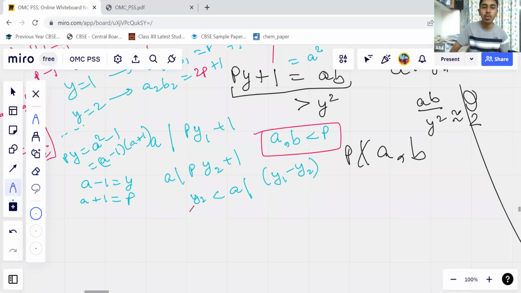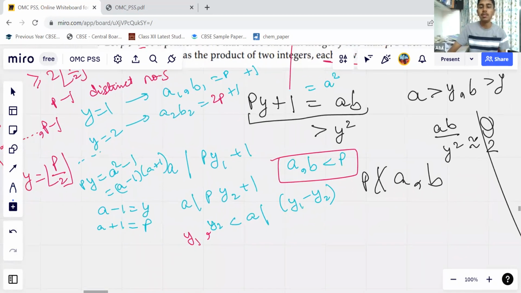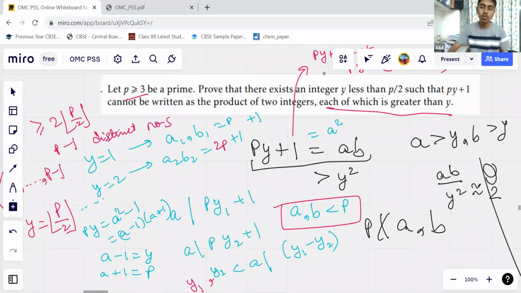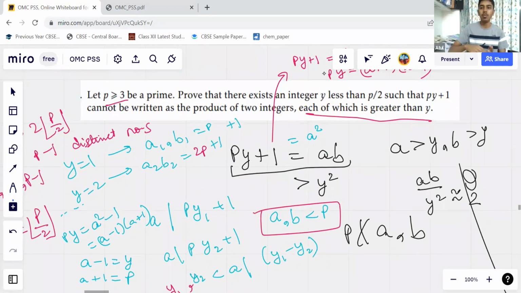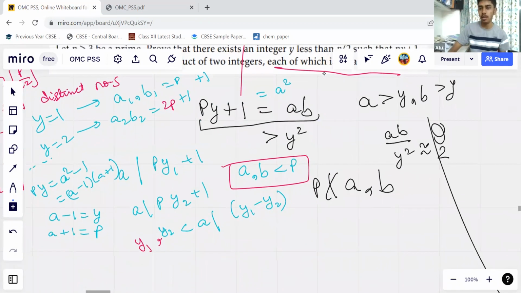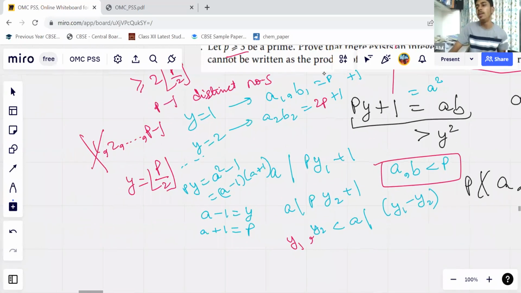But we know that a is strictly greater than both y1 and y2. So this divisibility is not possible unless y1 equals y2, which is not possible because we assume they are distinct. So if you consider the value of a and b you get for y equals 1, 2, 3, all the way till p minus 1 over 2, all of these numbers you're going to get are going to be completely distinct from each other. So you're going to have a total of p minus 1 such numbers. But we also know that every such number is strictly less than p. So the only possibility is if it equals 1, 2, 3, all the way till p minus 1.